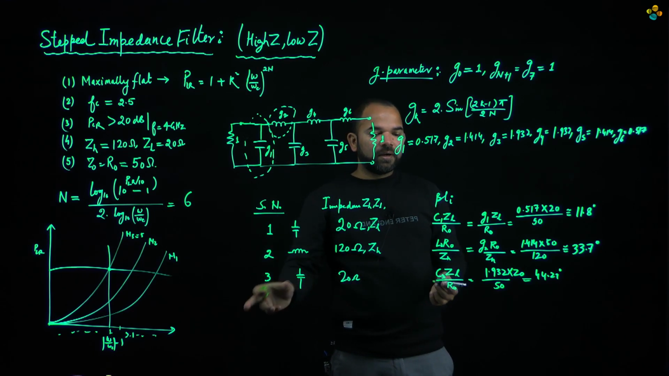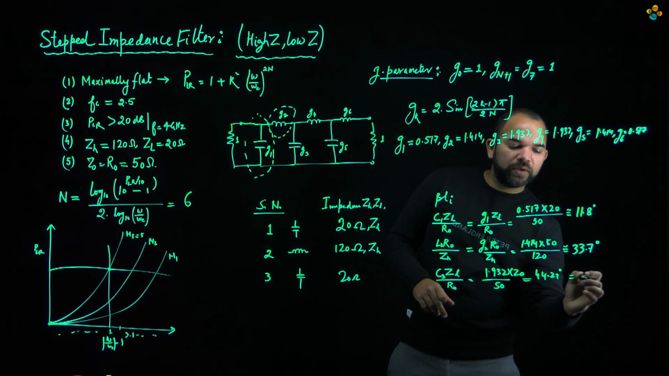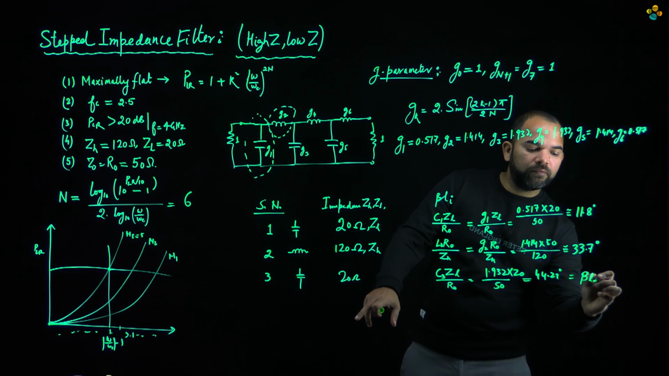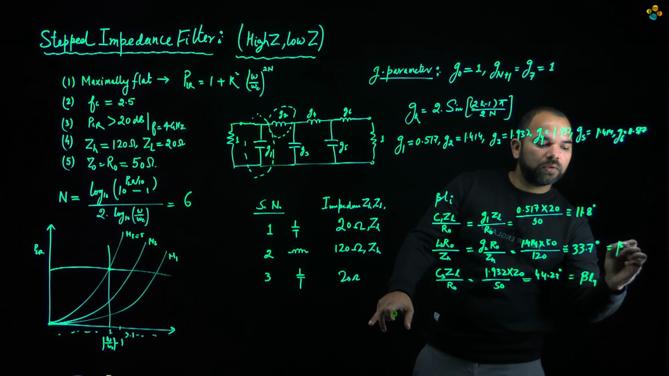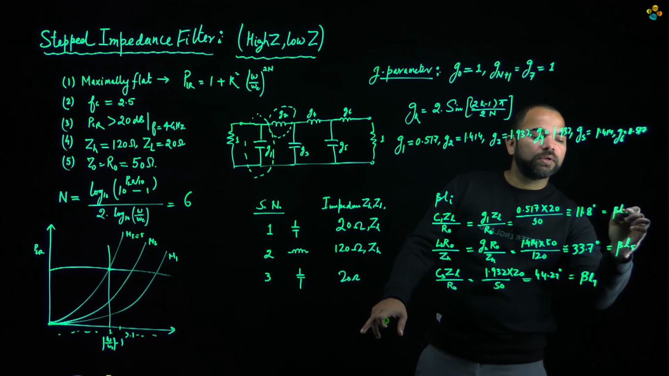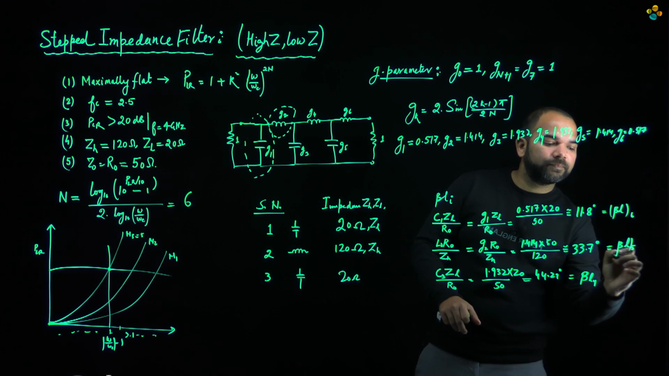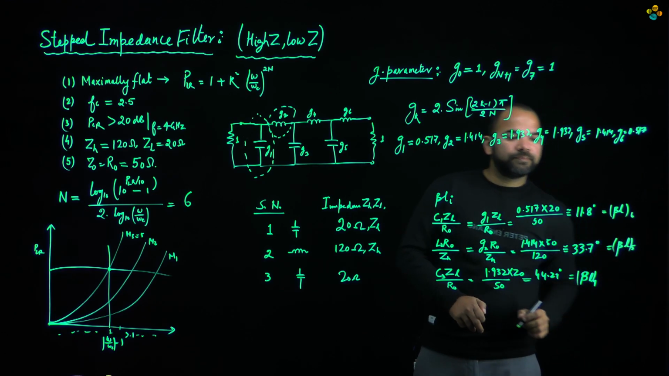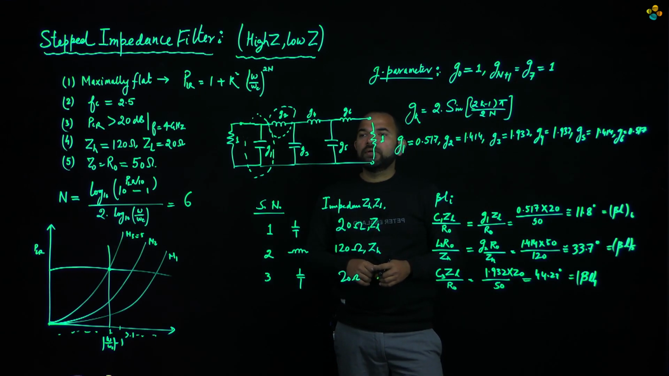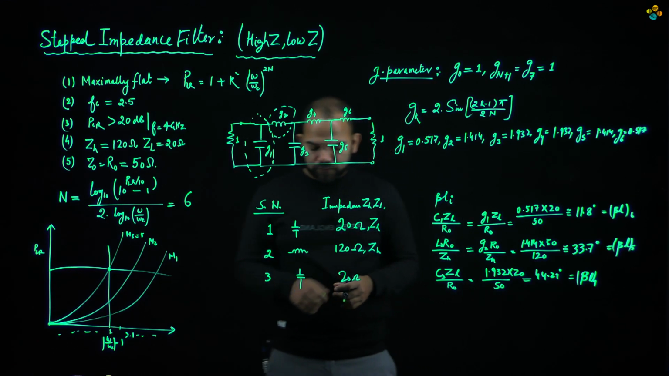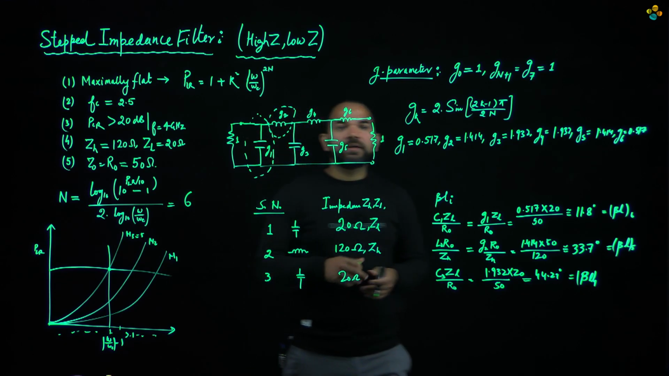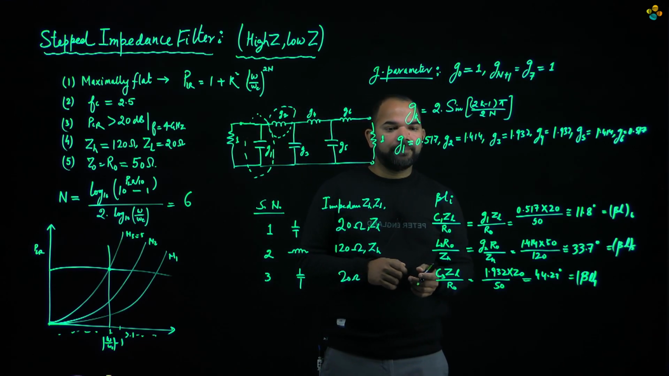So the rest of the other values of electrical length will become beta L4. This will also be beta L5, and this will also be equivalent to beta L6. Okay. So now we have almost all the things to design a stepped impedance filter. So how will the final filter look like? So we will see how the final filter will look.